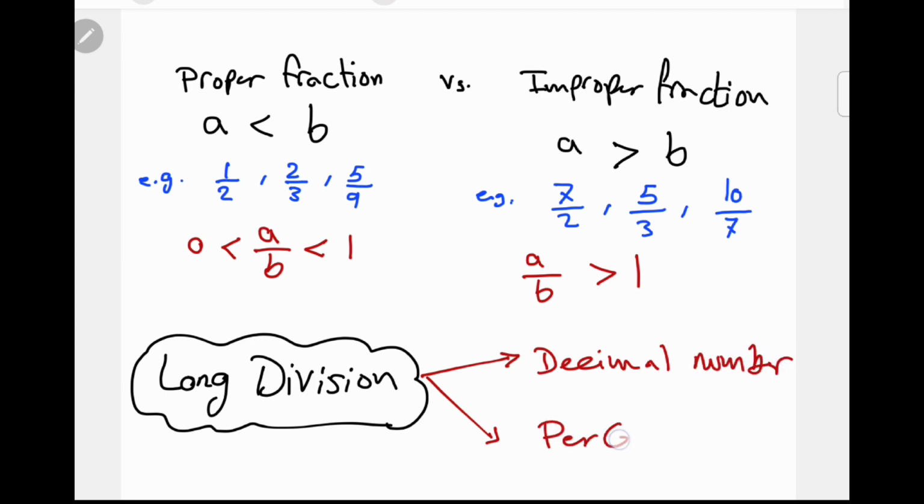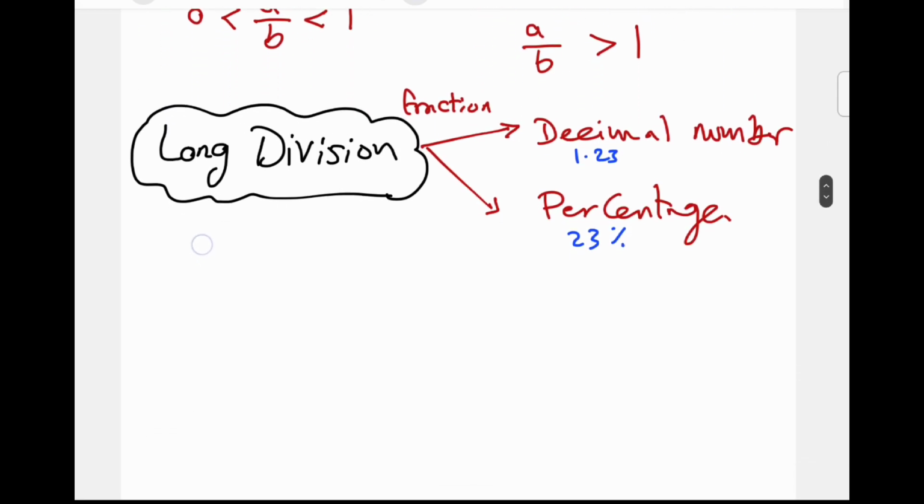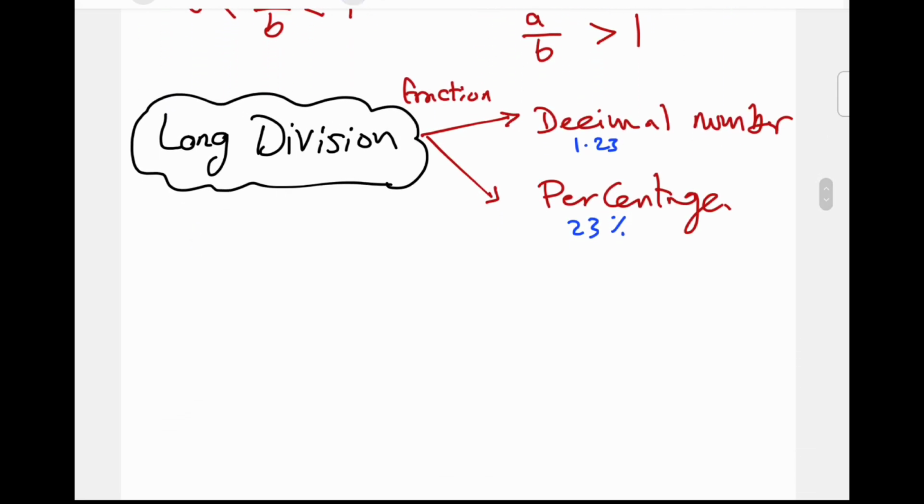and percentage. So using long division, the fraction can be converted to either of these two formats, decimals and percentages. So decimal like 1.23, percentage like 23%. How would we convert a fraction to a decimal or a percentage? Using long division. That's one side note.